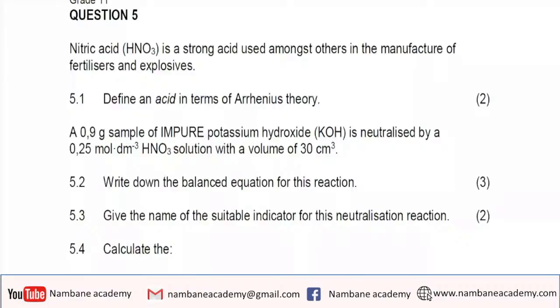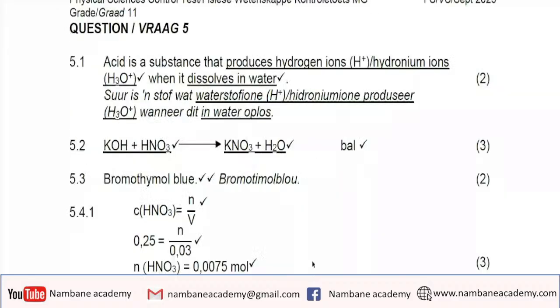KOH plus HNO3 as reactants. And then the arrow forward, to show that there is now a yield or production, and we will be producing the salt KNO3 plus H2O. And then by merely looking at this reaction, that it's balanced, that will be the third mark.